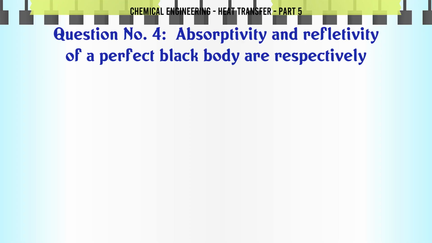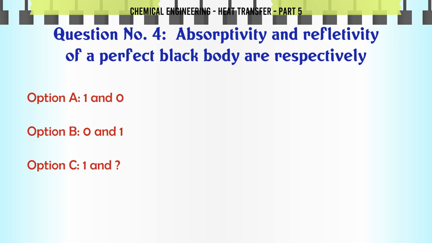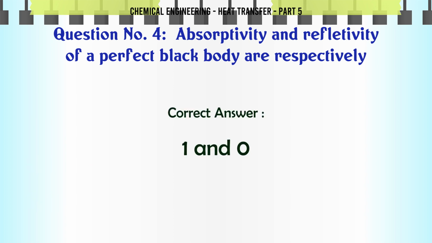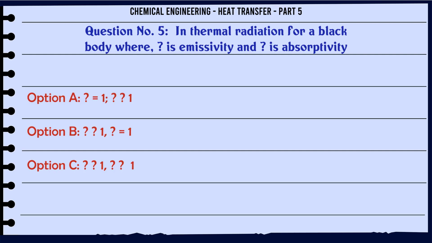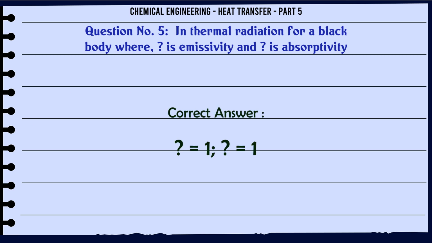Absorptivity and reflectivity of a perfect black body are respectively: A. 1 and 0, B. 0 and 1, C. 1 and 1, D. 0 and 0.5. The correct answer is 1 and 0. In thermal radiation for a black body, where ε is emissivity and α is absorptivity: A through D give four relations. The correct answer is ε = α = 1.